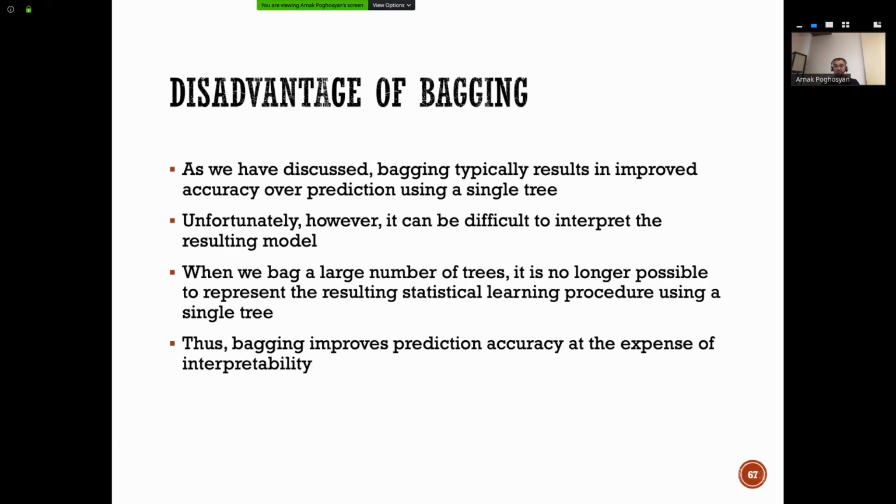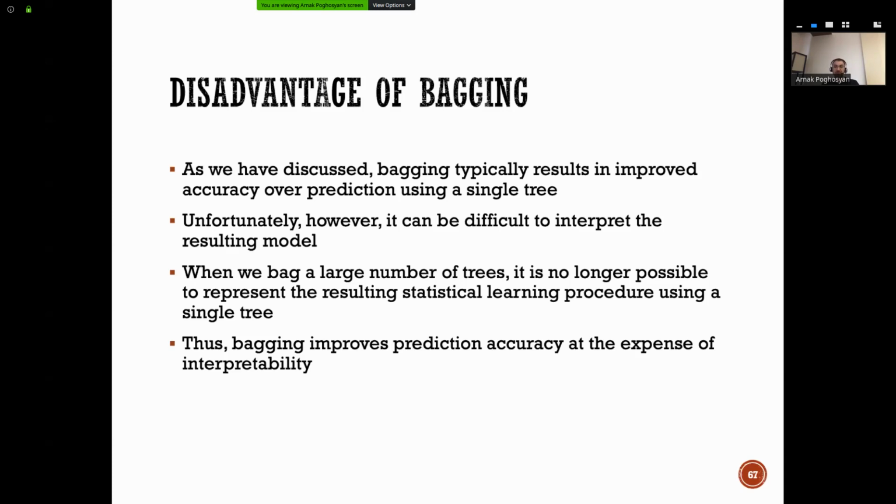You cannot just draw and show 1,000 different trees and say, you know what, I'm calculating the average of those 1,000 different trees. It's impossible to perform. That is why we are losing in interpretation. We are gaining some predictive power. Meanwhile, we are gaining some complexity.